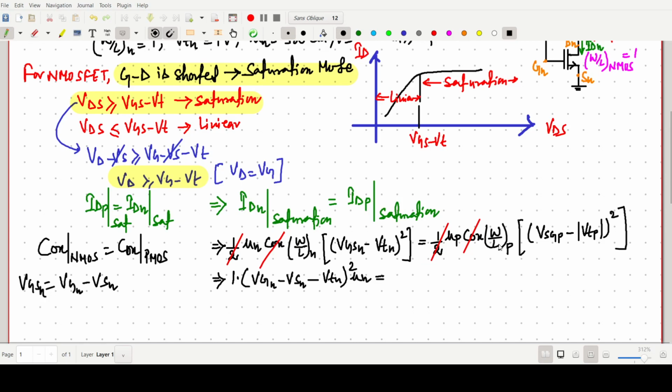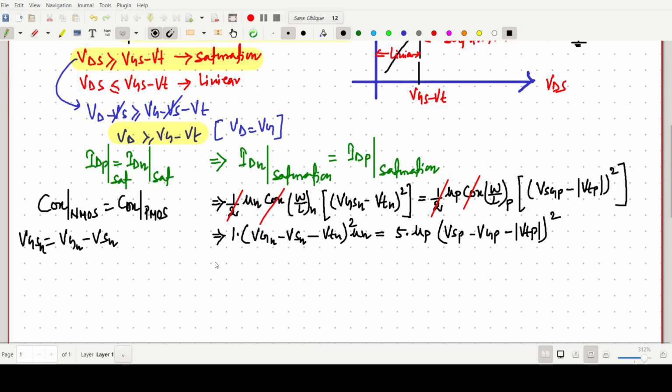Then after, W by L of P, W by L of P is given as 5. Okay, so 5 into mu P, I have already written. Then after, VSP minus VGP minus VTP whole square. Okay, now one more thing, we have to be very careful about this type of calculation. Because if our concept is okay but calculation is wrong, then our answer will be wrong.